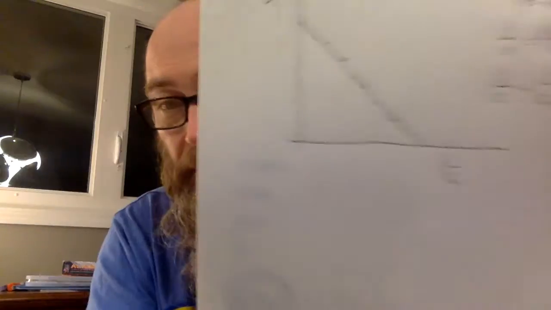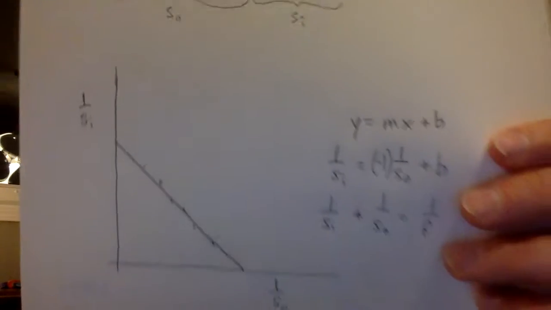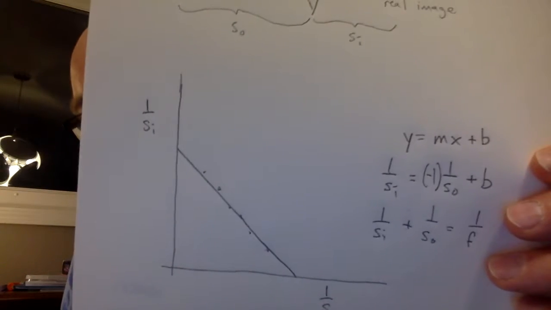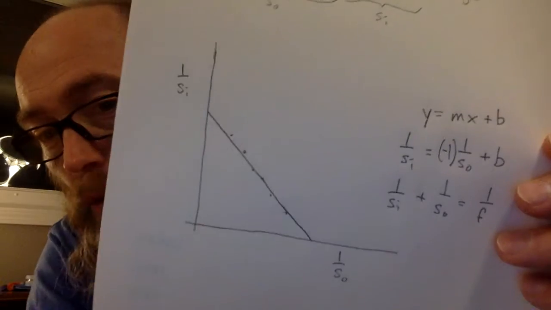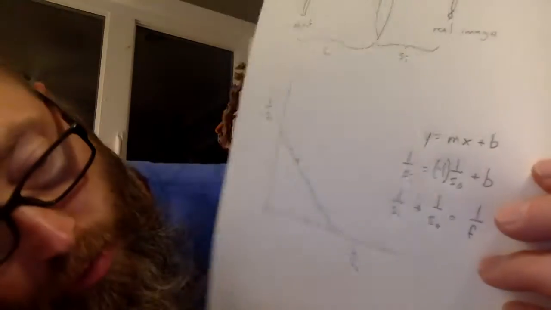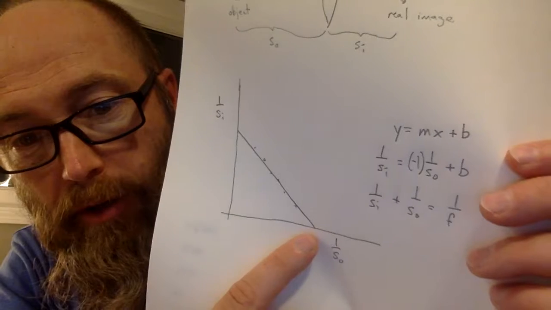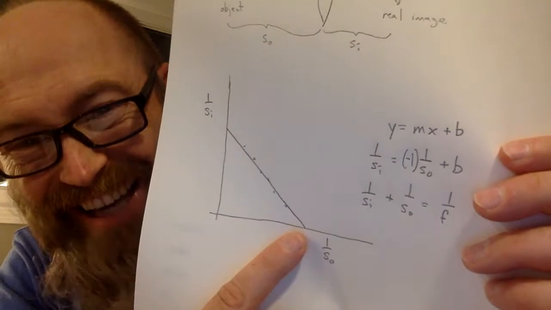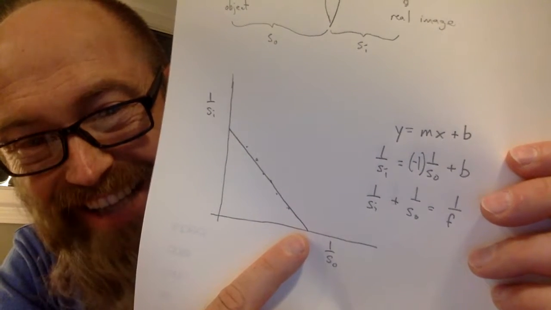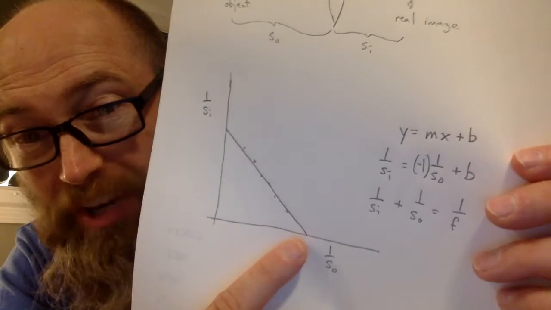Well, if I rearrange this equation, lo and behold, I end up with the optics equation, which is 1 over SI plus 1 over SO equals 1 over f. Well, that means that the y-intercept is 1 over f, which should make sense to you because, for example, right here, if 1 over SI is 0, well, that means SI is infinity. That means SO equals f.